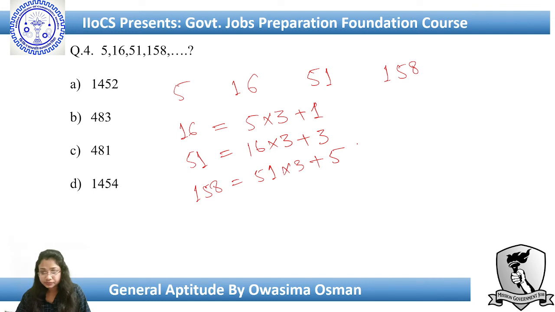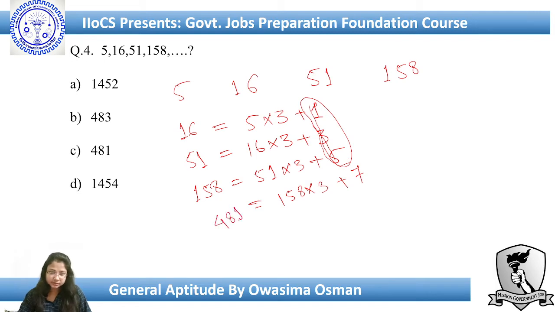So here we can see that the multiplication by 3 is fixed, and the addition series is following only the consecutive odd numbers, that is 1, 3, 5. So our required answer will be 158 into 3 plus 7, because the odd term after 5 is 7. So then we will get 481. Okay, so our answer will be 481. Our option C is correct.